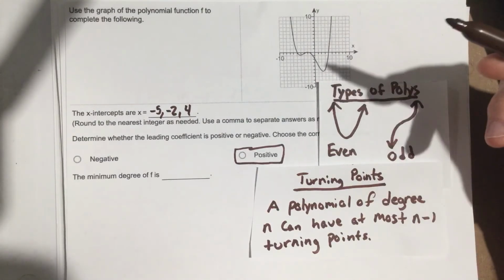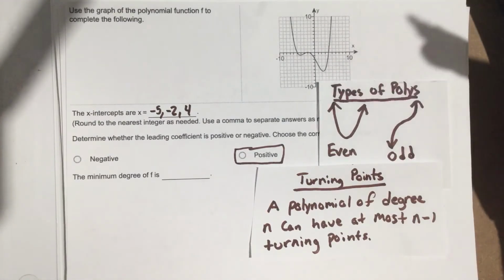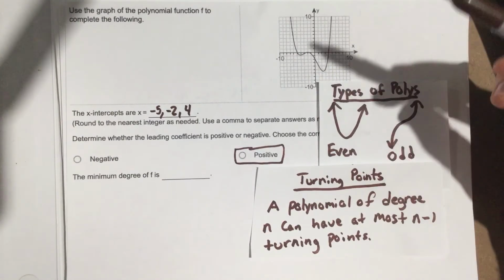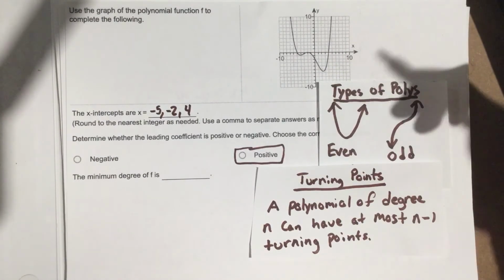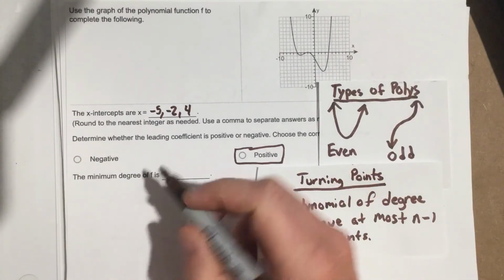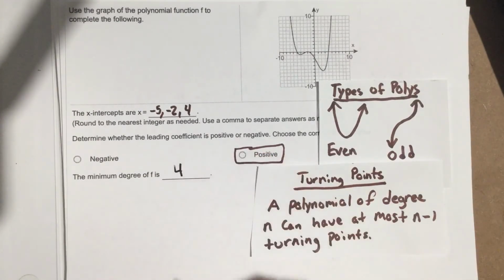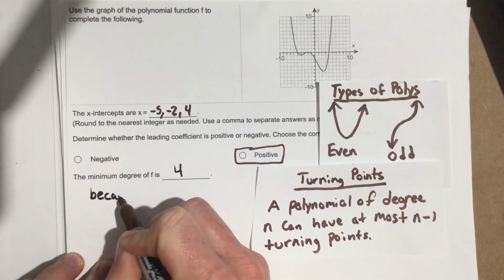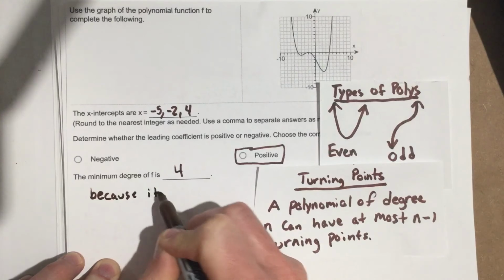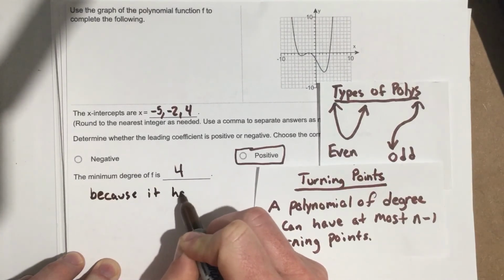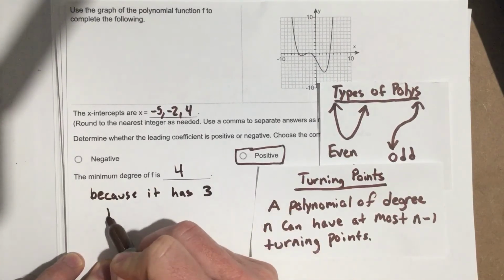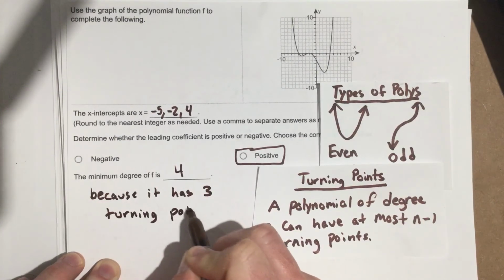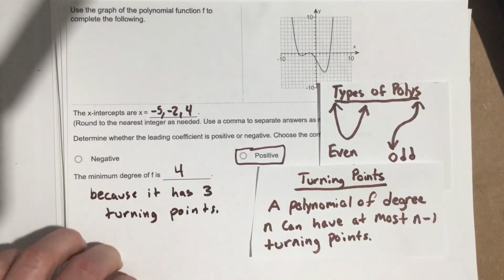So the minimum degree of this function is 4. That doesn't mean it can't be 6 or 8. It just means that it's the minimum degree that could even be a possibility. So the minimum degree of f is 4. And then if you wanted to put a reason why, it has 3 turning points. Hope that makes sense.